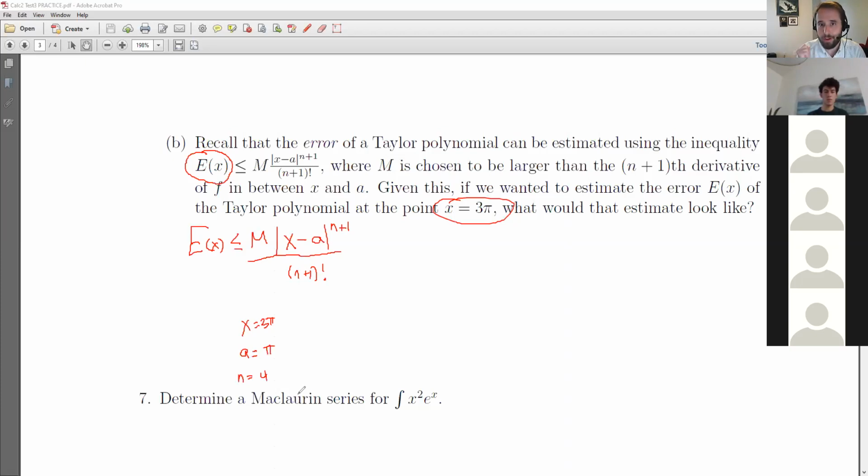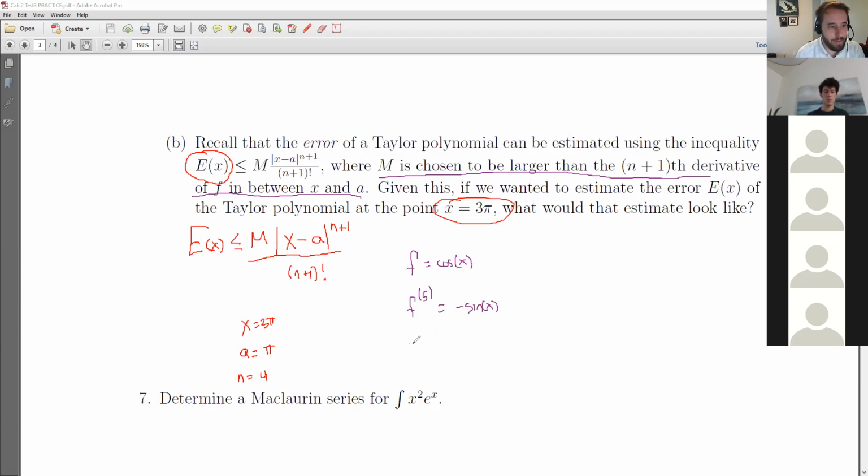The challenging part always, I mean, it's all kind of challenging, but the most challenging part always is figuring out what M is. So M is chosen to be larger than the n plus 1th derivative in between x and a. So we need to go back to our original function, that was f, right? So f of x was equal to cosine. We need to calculate the n plus 1th derivative, so that's the 5th derivative, which, the 4th derivative was cosine, so the 5th derivative will again be negative sine of x.